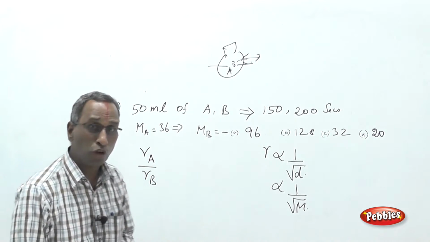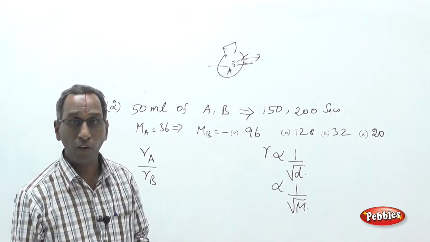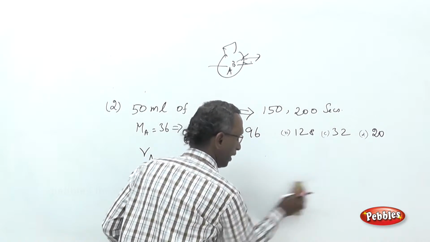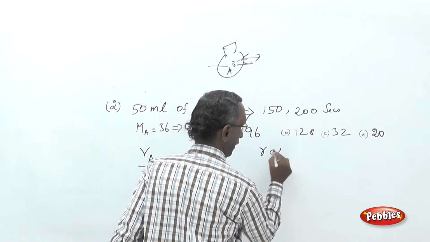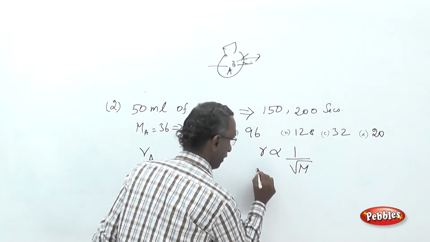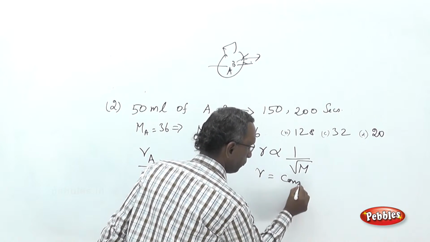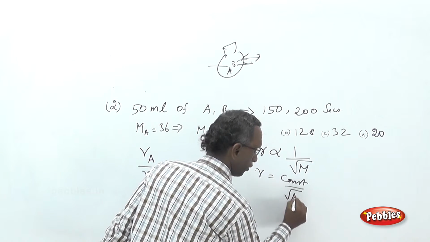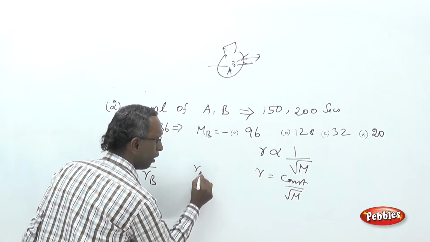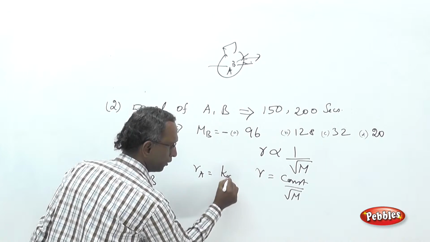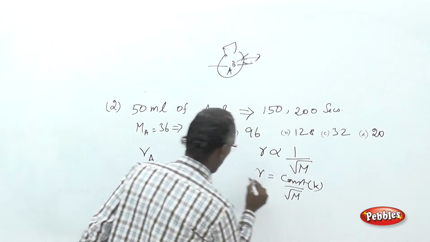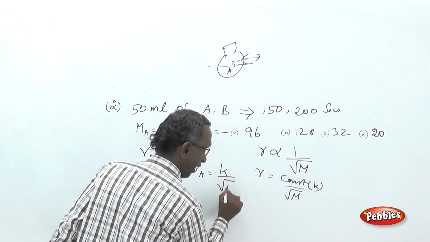RA denotes the rate of diffusion of gas A. RB denotes the rate of diffusion of B. Let us apply only one. Rate is inversely proportional to the square root of molecular weight, because molecular weight is given. Or in other words, rate equals some constant divided by the square root of molecular weight. You can apply this formula. RA equals some constant, let it be K, so K by root MA.